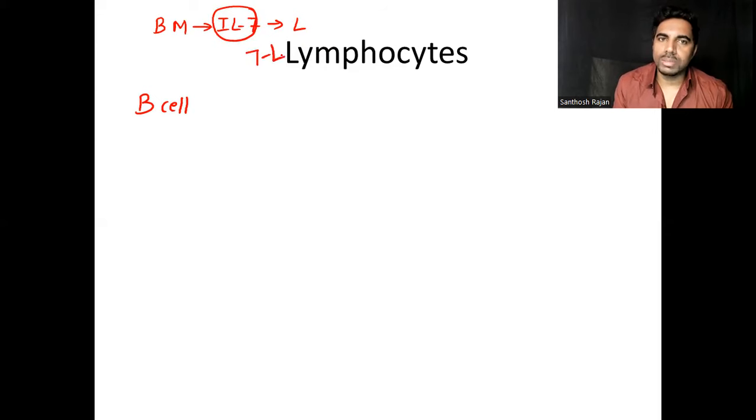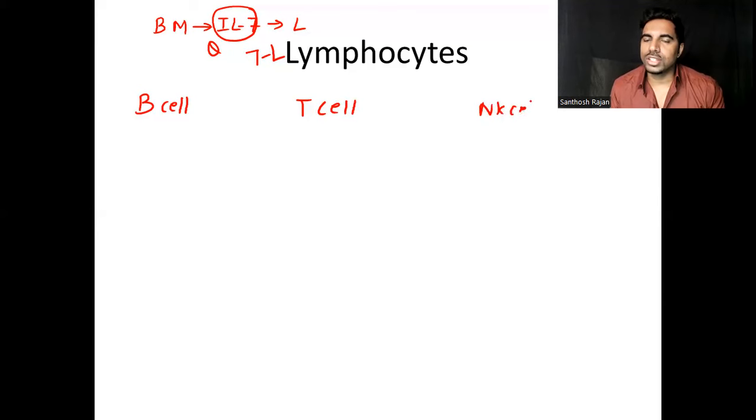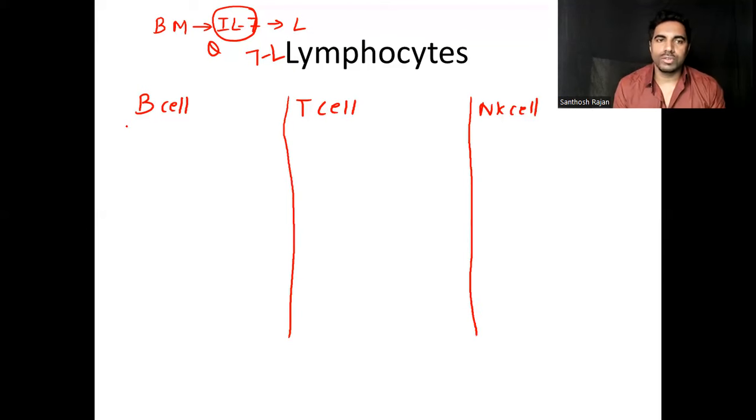Seven and L look similar. Okay, interleukin 7, that was the question. You have lymphoid proliferation or lymphoid differentiation happening. So three cells: T cell, B cell, and another one is your natural killer cells. Okay, you got it, three cells. Now, a little bit about each thing. What are the differences we should know in each?